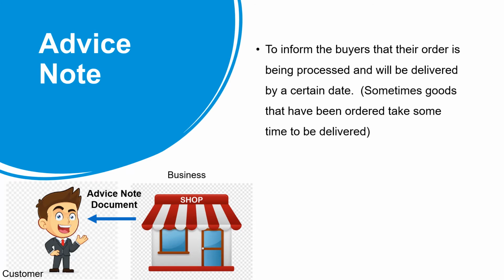When a company receives an order from a consumer, the company sends a reply to this order document. That reply is known as an advice note document. Different companies use this advice note document for different purposes, so we'll discuss both purposes. The first purpose is to inform the buyers that their order is being processed and will be delivered by a certain date, because some goods that have been ordered take some time to be delivered. Next we'll see the second situation where these companies use advice notes.